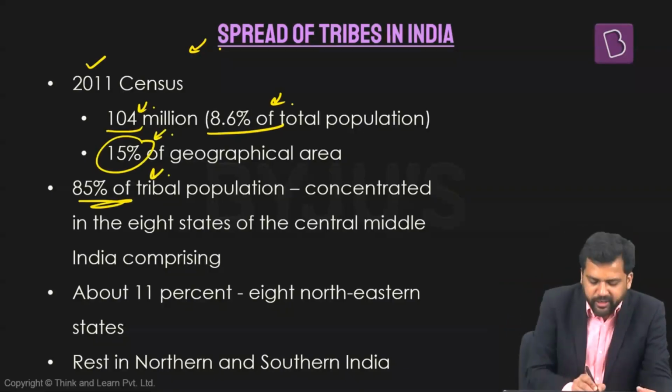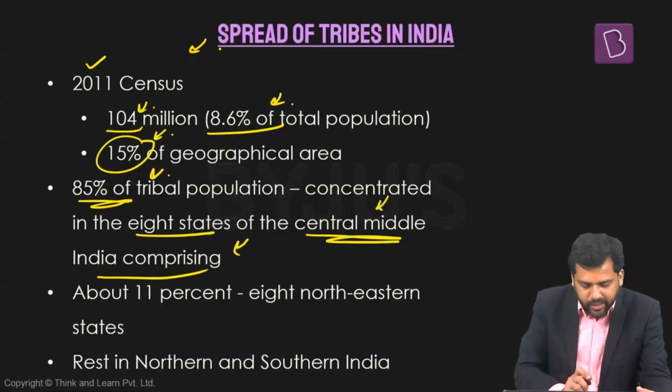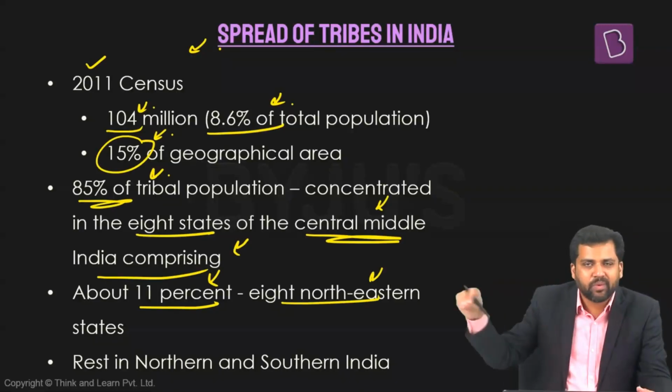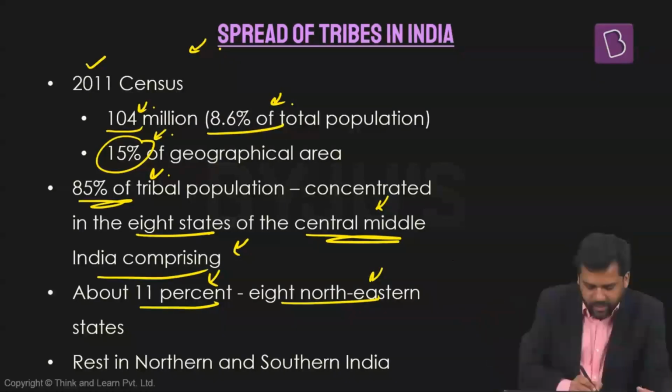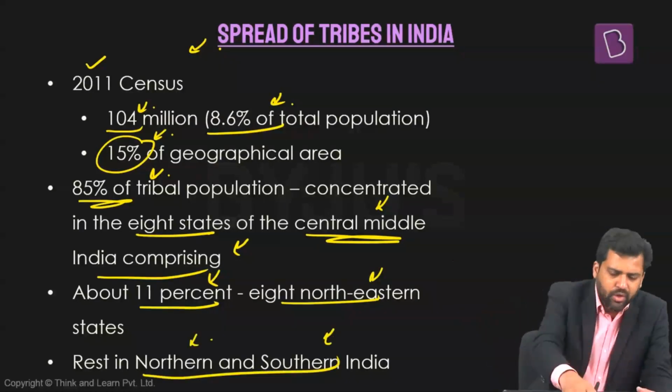85% of the tribal population is concentrated in 8 states. Mostly it is the central part of India, the middle part of India. About 11% are in the 8 northeastern states. Like Sikkim, you also have to include. Right? That's one of those northeastern states. The rest are in the northern and southern parts of India. So this is how they are spread.